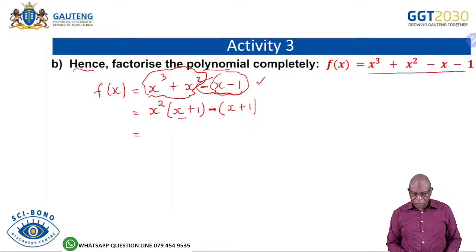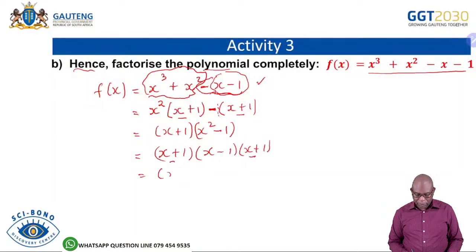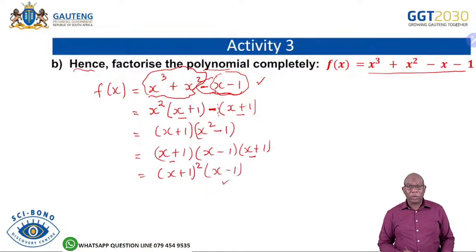Then I can see I've got a common factor, which is x plus 1. Then what is left here will be x squared minus 1. Now I can then factorize. In this one you must learn how to factorize. Then I'll get x minus 1 and x plus 1, which can be written as, I can see these two are the same, x plus 1 all squared and then x minus 1. So the x minus 1 is the one that we started with.